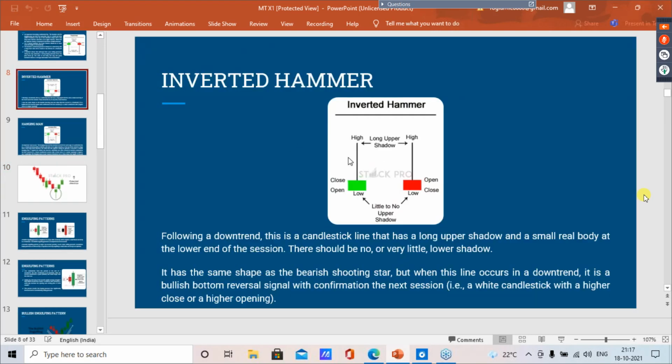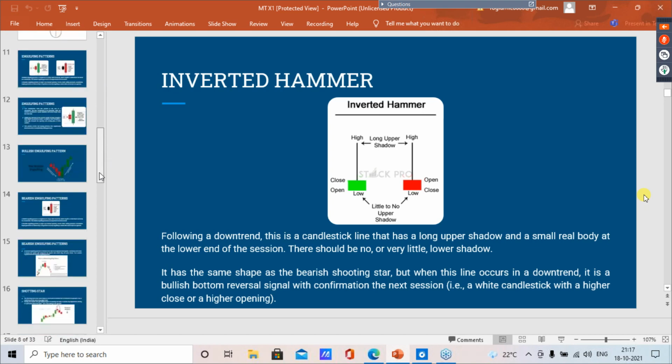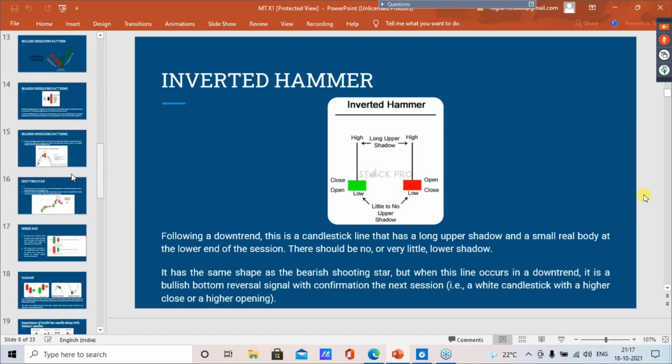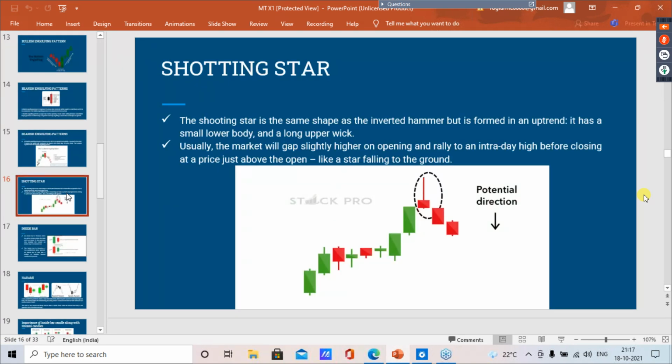The inverted hammer is also a reversal pattern, but this occurs at the top of an uptrend. Whenever we have a large upper shadow region, then there is a high probability of a market fall. Okay. So that is also a fine example, and we can rename the inverted hammer as a shooting star also. The prerequisite is there should be an uptrend, and there is an inverted hammer, and once the low of the inverted hammer is broken, you have a fall.